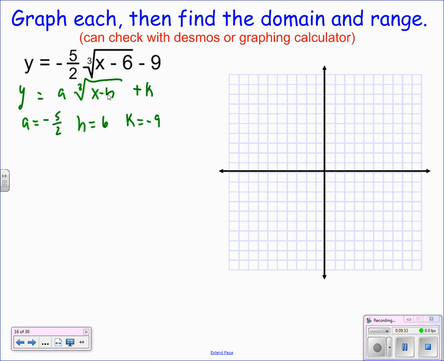Now notice h wasn't in parentheses, but again, that symbol is still a liar. So make sure you bring it down and change the sign. So that means our vertex, or our centralized point, is (6, -9). So we can graph that point first.